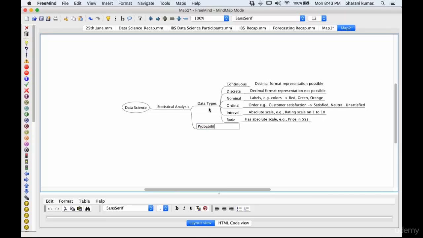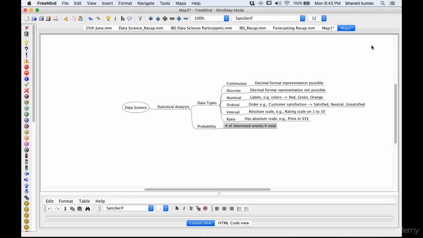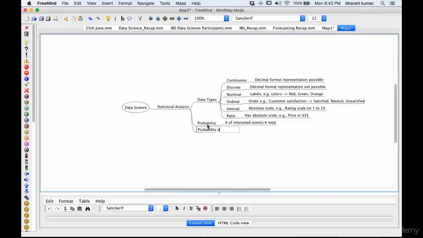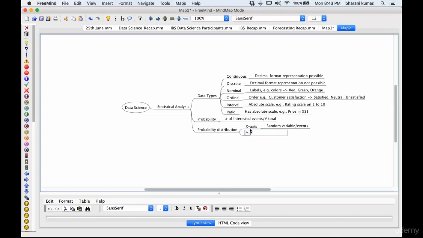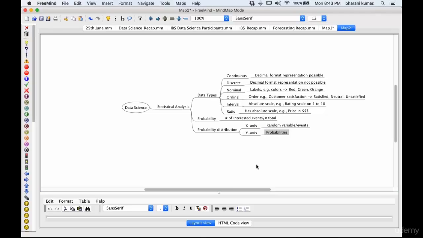Then we have discussed probability, the most important part, and we have discussed that the formula is number of interested events divided by total number of events. This would give us a probability. If you have the random variable or the events on the x-axis, and probabilities on the y-axis, then it is called a probability distribution.